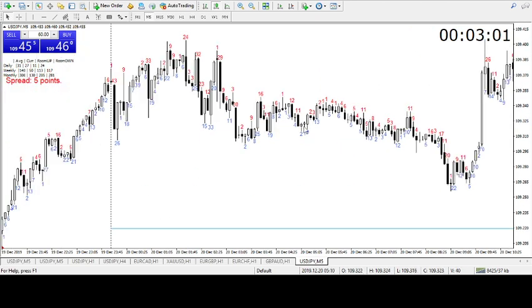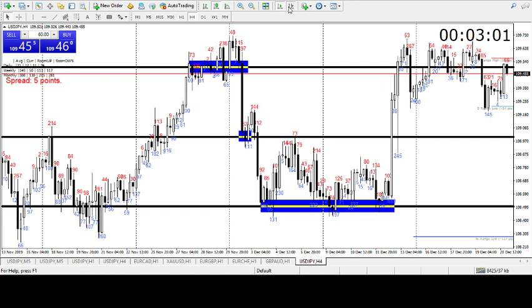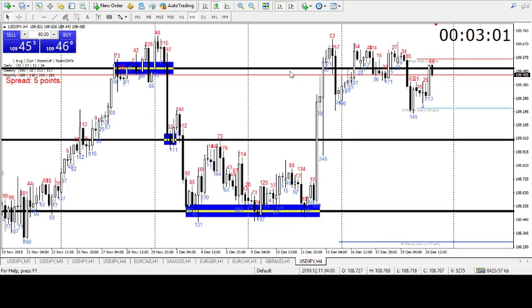Why do I like trading the USDJPY? I like trading the USDJPY because it is the easiest pair to trade. Why is it the easiest pair to trade? It is the easiest pair to trade because it rarely ever breaks its rules.